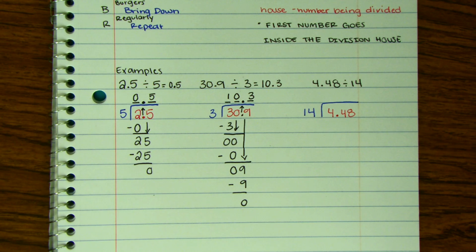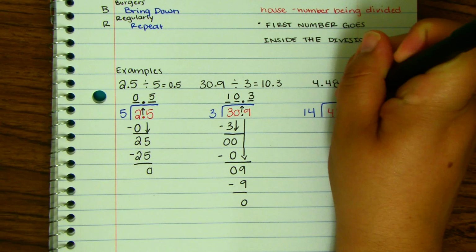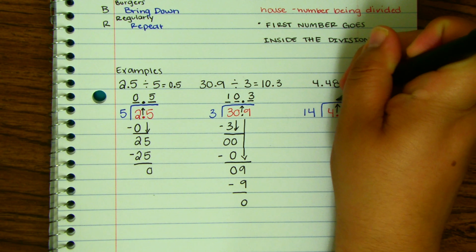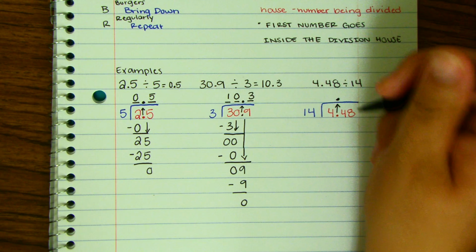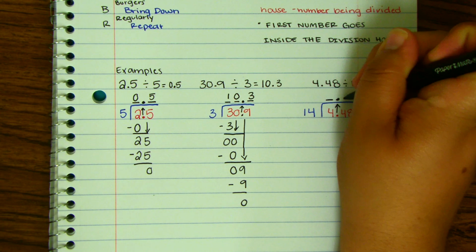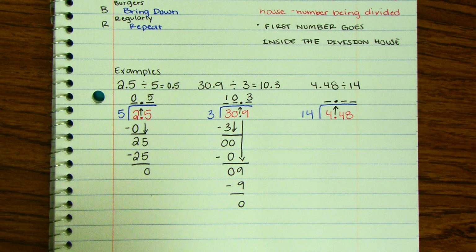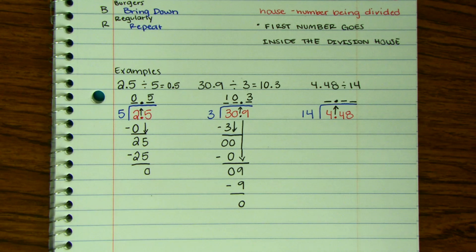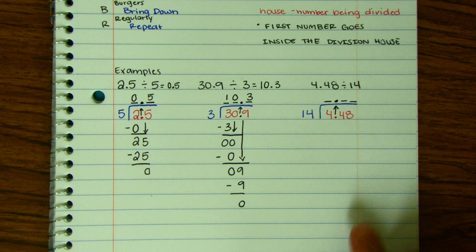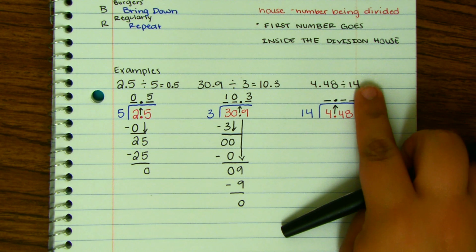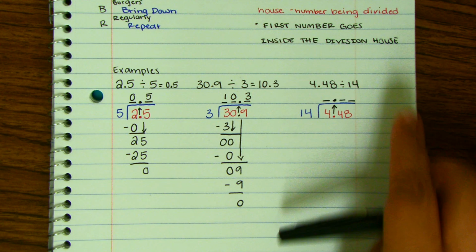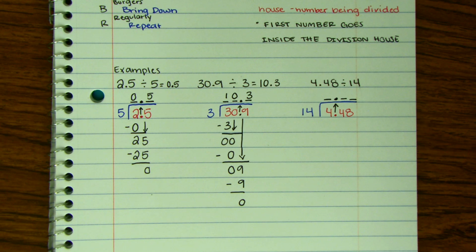Now, before I can start dividing, I of course have to bring up my decimal point to the top of the house. And I now have to put a place value little holder above each of the numbers that I'm dividing. That way I know that I'm not dividing until I at least fill out all those place values. So let's go ahead and we're going to start dividing.